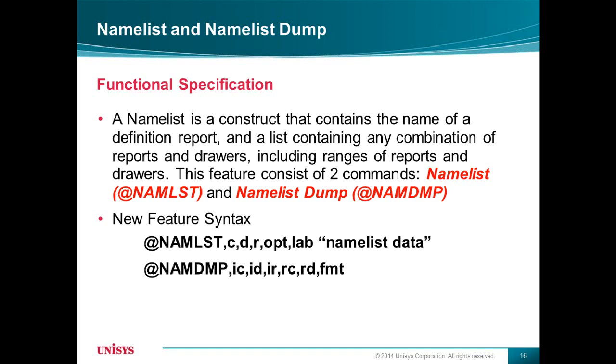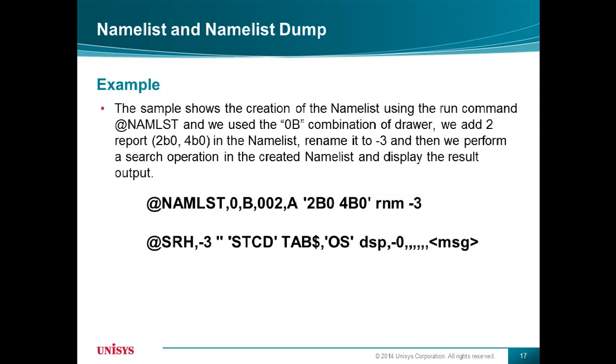The next one is the static name list. We use the manual command NAME to create the static name list, and the name list that is created will be used by the manual and the script commands as well. So the static name list can be stored, and then it can be retrieved at a later point of time and used. The next slide shows a sample name list that has been created on the 2B0 report and renamed to -3, and then we do a search operation on it, and then we display the output.